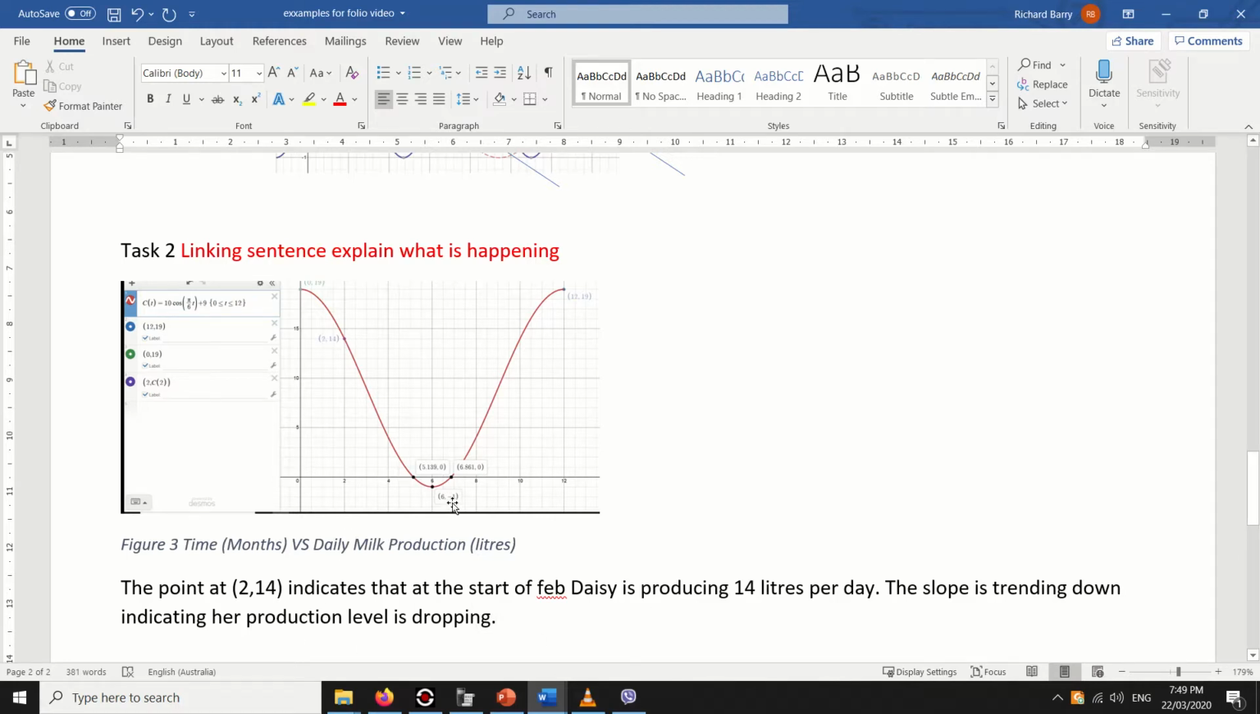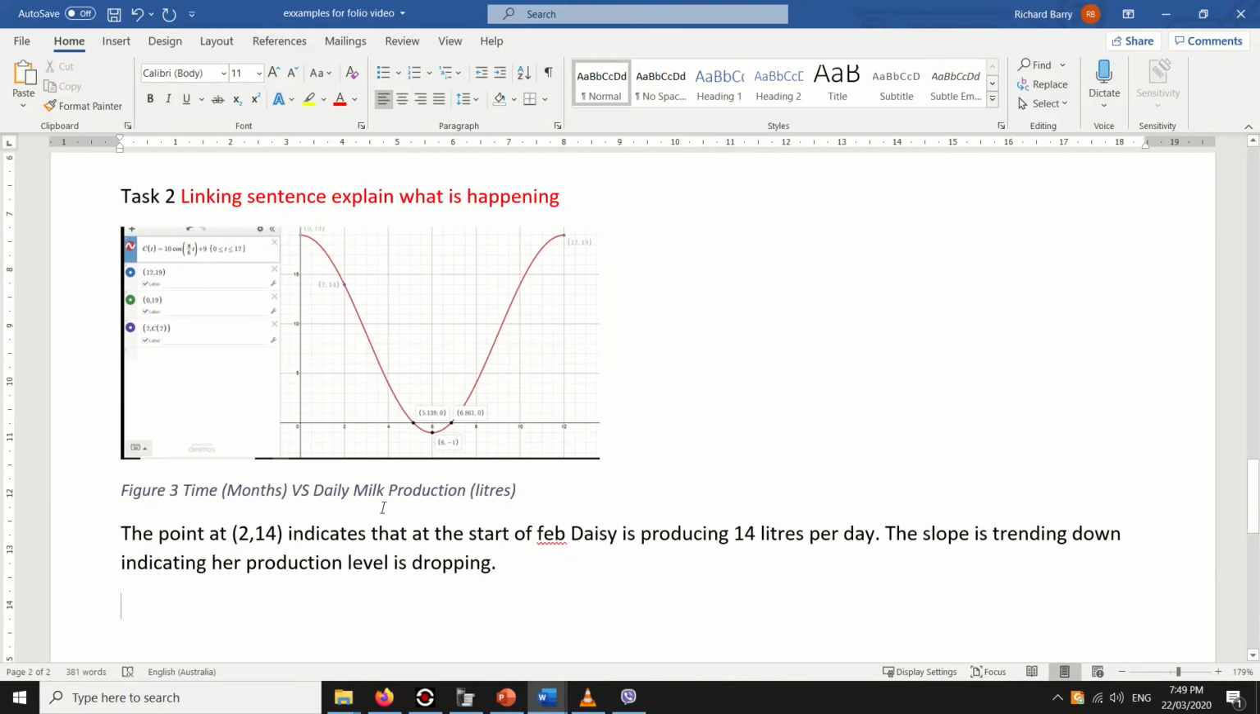Such a sentence associates the height of the graph with the actual milk production, and the fact that the slope is getting less and less is because the production level is dropping. Clearly we could talk about when the maximum is and the fact that it repeats after 12 months. That certainly needs to be talked about.